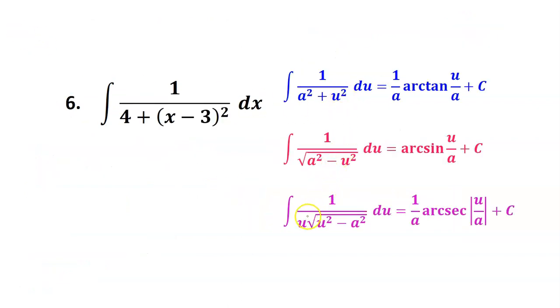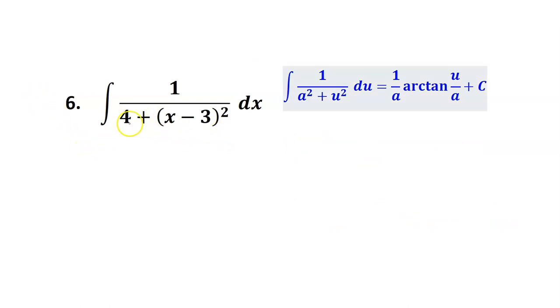Which rule do you think we will use for problem number 6? Probably the arctangent rule. This is the only rule that does not have a square root, and we see no square root here. Also, this is the only rule that has a plus sign, and you see the plus sign right there.